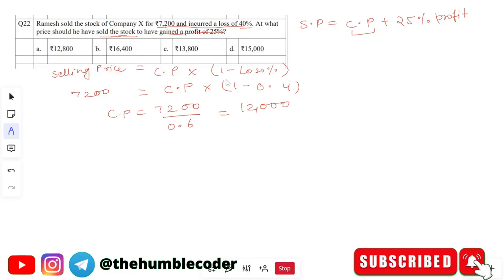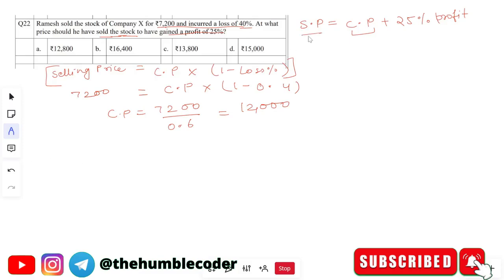So guys, I hope you have understood this part. That is why we are doing 1 minus loss percent. Basically, this is the formula. Whenever we have a loss and we have to find the selling price, we calculate it in this way. That is our cost price and how much loss has happened. If a loss has happened, then out of the total, you will deduct that loss amount. That is why we do 1 minus loss percent. Now let's move forward and find our final answer.